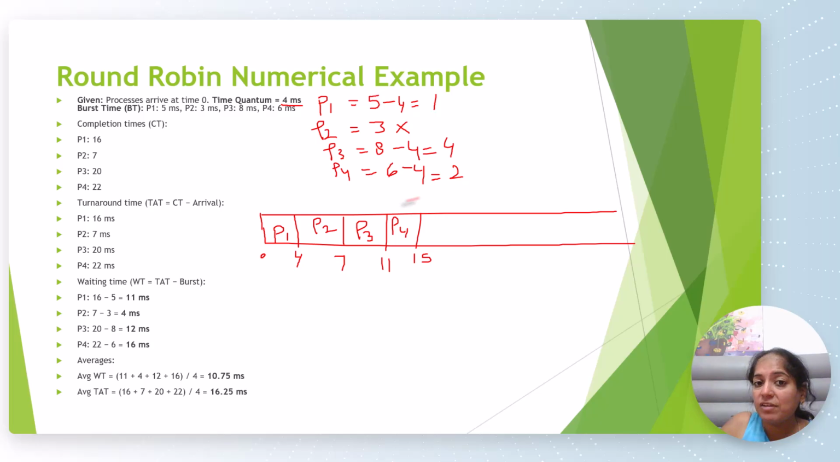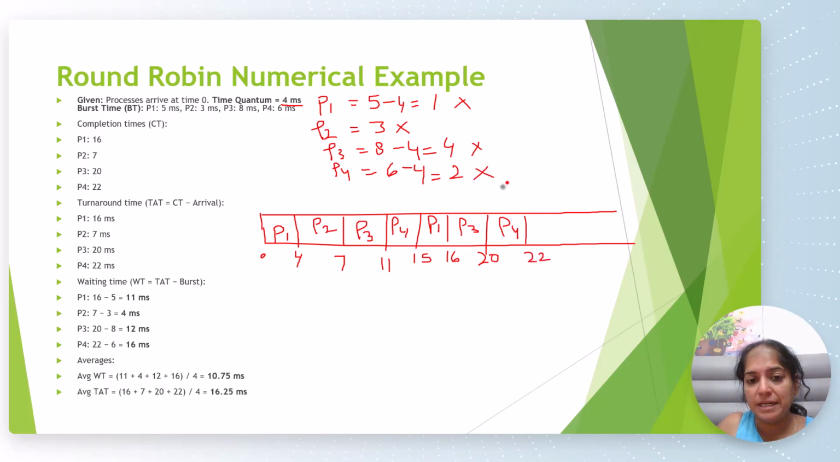Now after P4, we will go to the beginning of the queue, that means the process P1. Its time left was 1 millisecond, so it will execute for 1 millisecond now. So P1 will execute up to 16. Process P1 also completes. Now we will come to P3. 4 milliseconds of burst time was left and my time slice is also 4 milliseconds. So 16 plus 4, 20. It is terminated. Then P4: 20 plus 2, 22. And P4 also completes.